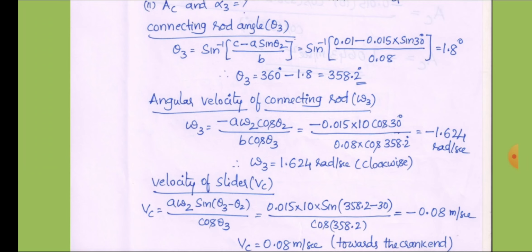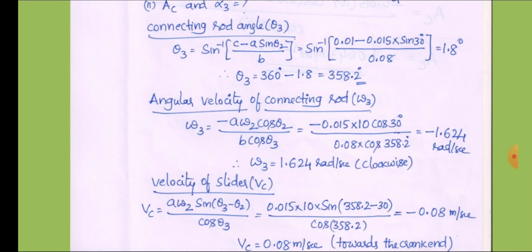That is Vc is equal to a omega 2 into sine of (theta 3 minus theta 2) whole divided by cos theta 3. Once again, a is known, omega 2 is known, theta 2 is known, theta 3 we calculated. Substitute all the values and simplify. You are going to get the velocity of the slider as minus 0.08 meters per second.